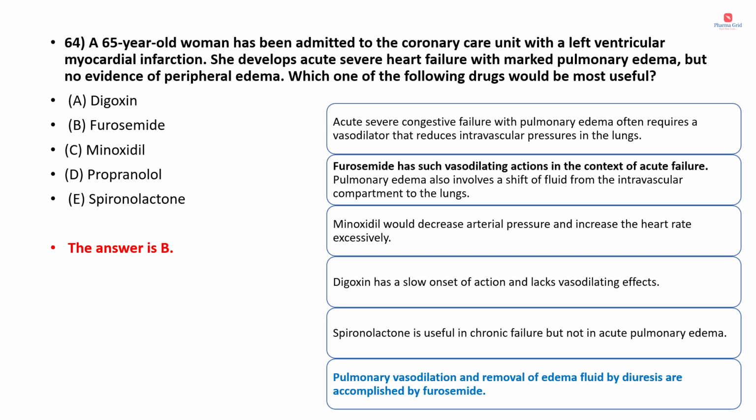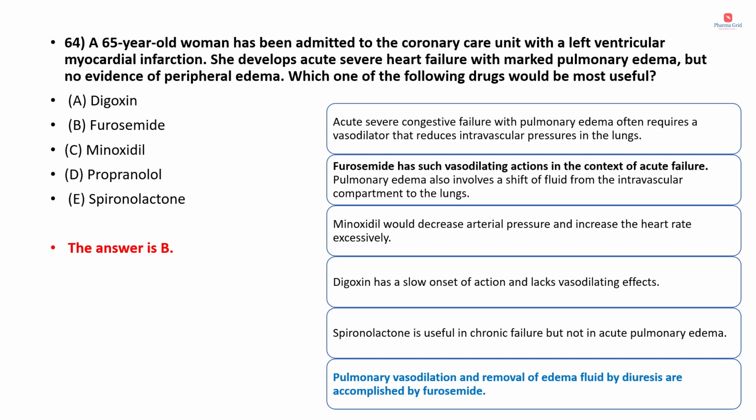Acute severe congestive heart failure with pulmonary edema often requires a vasodilator that reduces intravascular pressure in the lungs. Furosemide, as I have already mentioned, is a loop diuretic which has got vasodilating actions in the context of acute failure. Pulmonary edema also involves a shift of fluid from the intravascular compartment to the lungs.